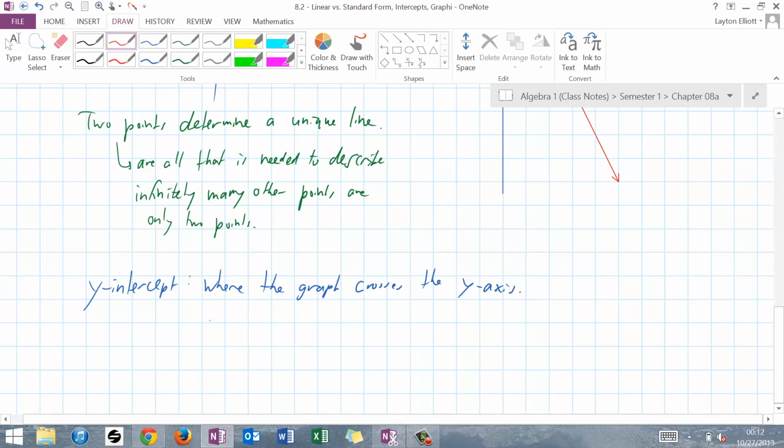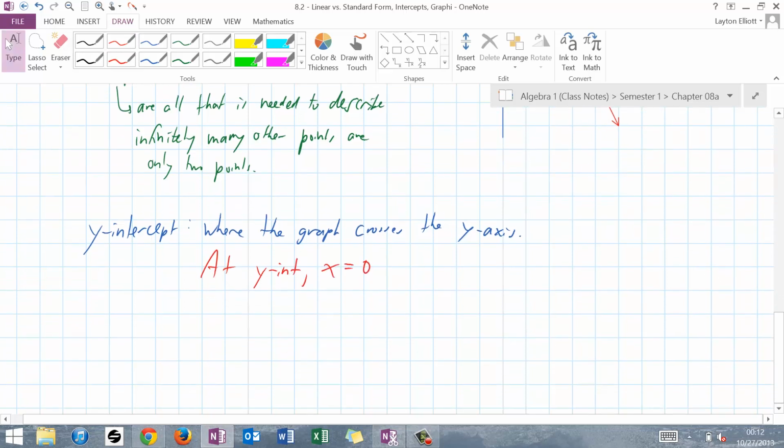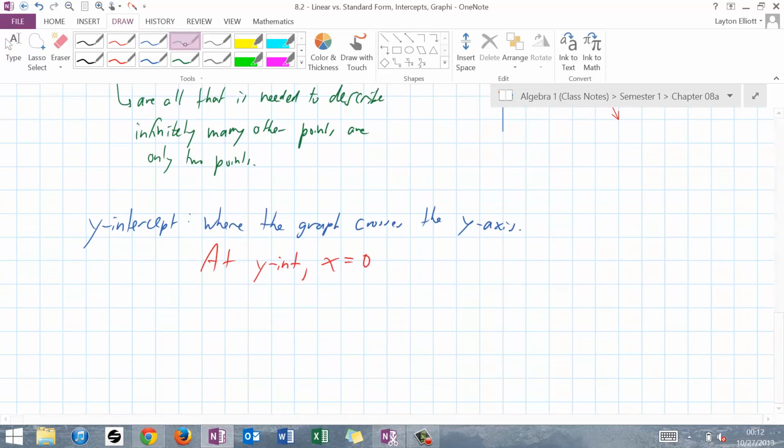And this is extremely important, and this should make sense to you. At the y-intercept, x is equal to 0. To find a y-intercept, let x equal 0. And we'll be doing that here in a sec.